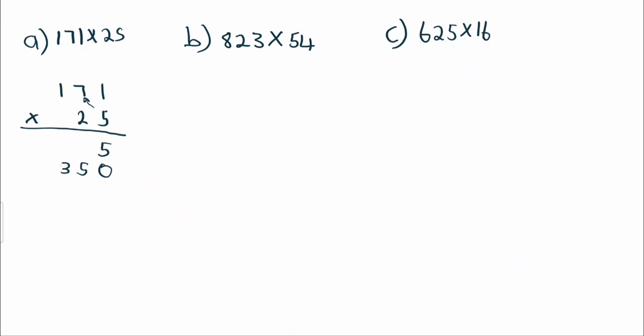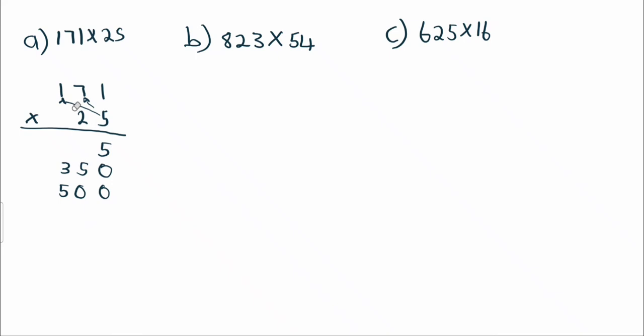Next to 0. 5 times 100. 100 has 2 zeros. So now it's only 5 times 1, which is 5. 5 times 100 is 500, so it checks out.